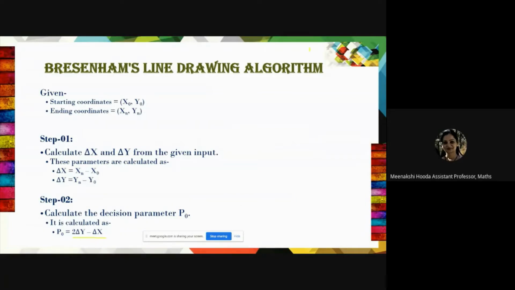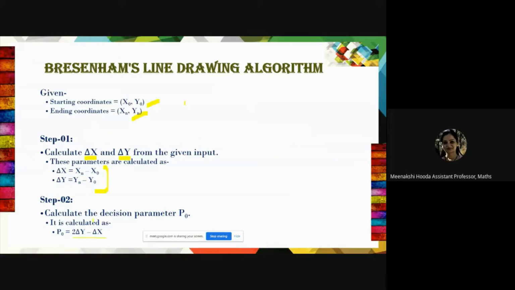In this algorithm, we need to enter the starting coordinate of the line and the ending coordinate of the line, x0, y0 and xn, yn. Basically four integer values will be given, out of which two are related to the starting point and two are related to the end point. We need to calculate delta x and then delta y. This can be calculated using these formulas. Delta x is the change in x direction and delta y is the change in y direction.